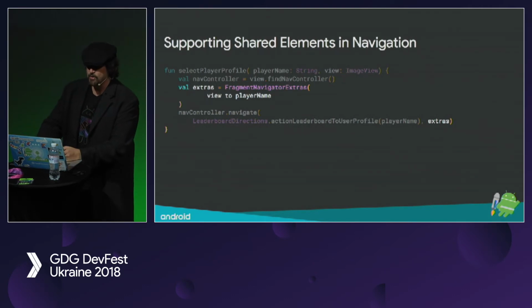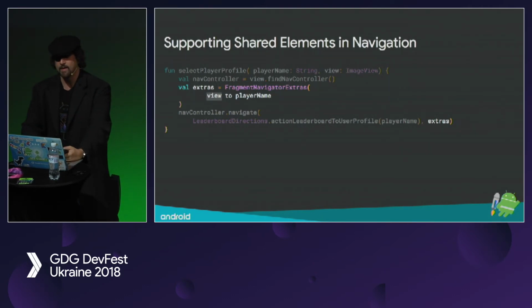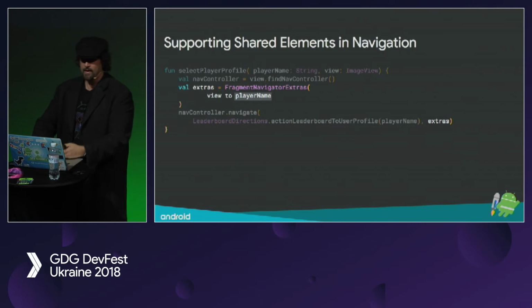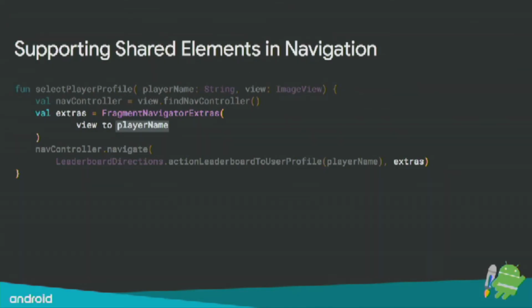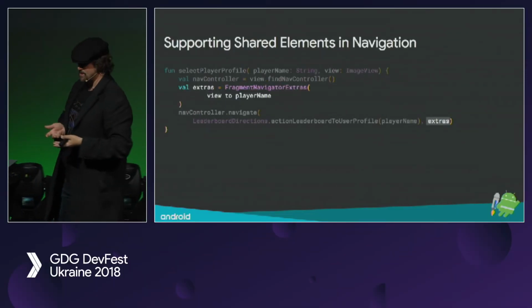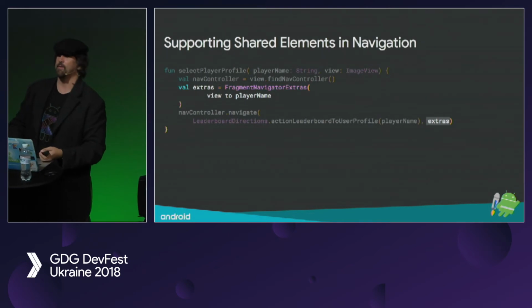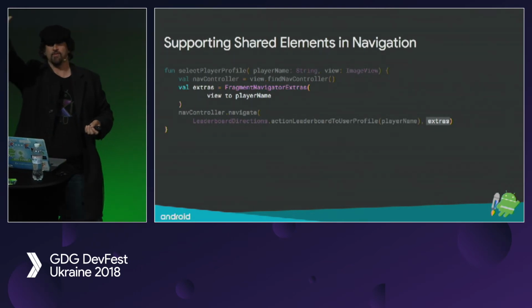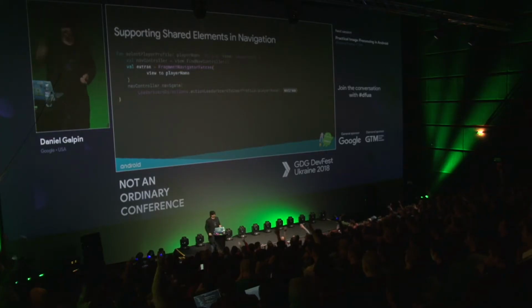We create extras to map the view we're going to share to the transition name. And you've done all this before. Then you can also pass these extras in when you actually do the navigation. And the good news is that's all you have to do differently from the navigation part. The bad news is that it doesn't make this any easier than using shared element transitions. How many people have played with shared element transitions? I assume almost everybody, right? Yeah.